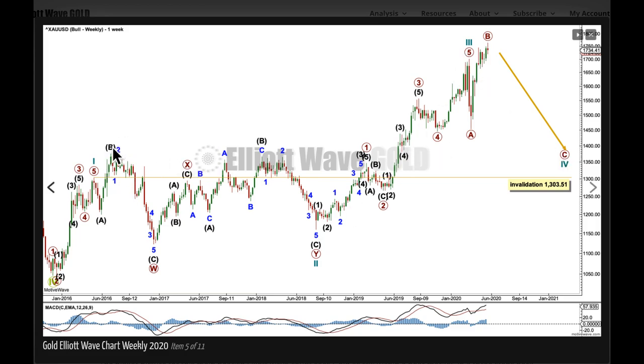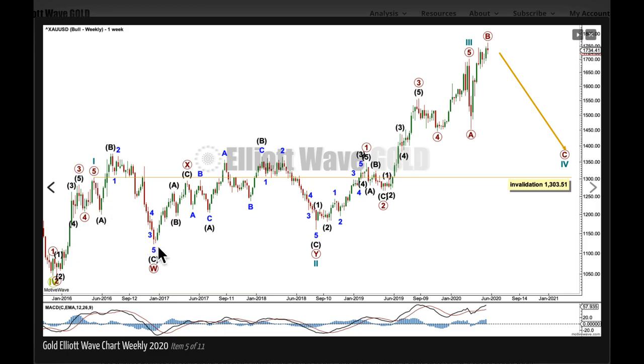The problem is in here. If we have this structure for cycle wave 2 beginning here, it now fits in terms of subdivisions as a double flat correction. A second wave correction can subdivide as any Elliott wave corrective structure except a triangle. Triangles do not occur in second wave positions. They will only occur in B, fourth waves, and sometimes within combinations. That's quite rare. And so this structure here for cycle 2 could be a double flat.